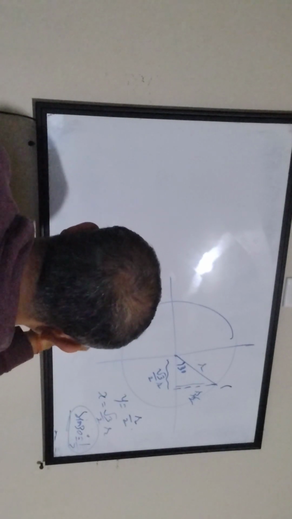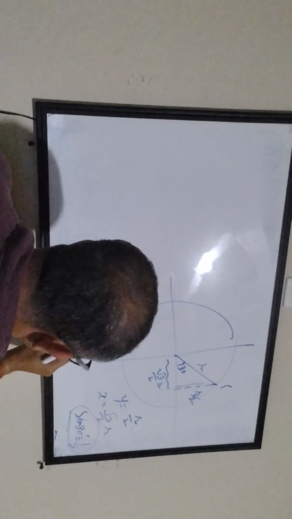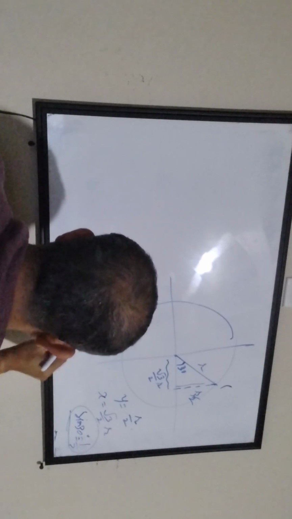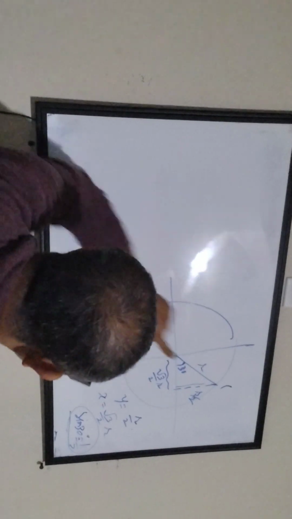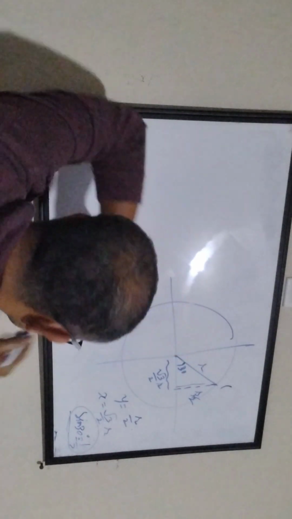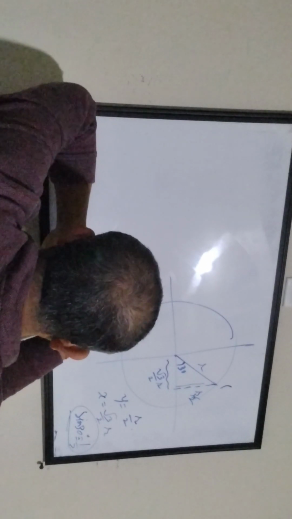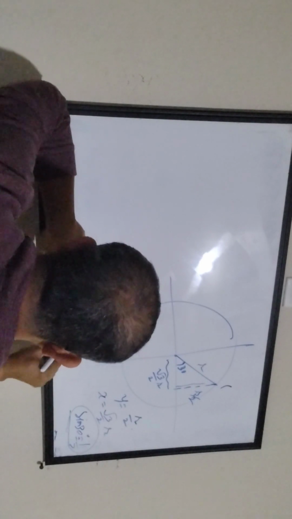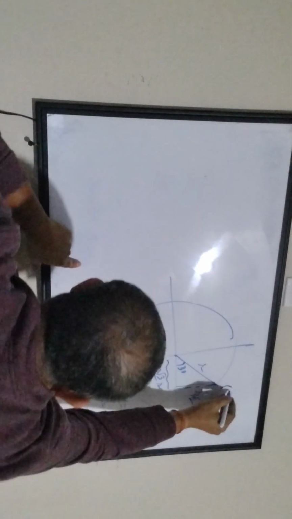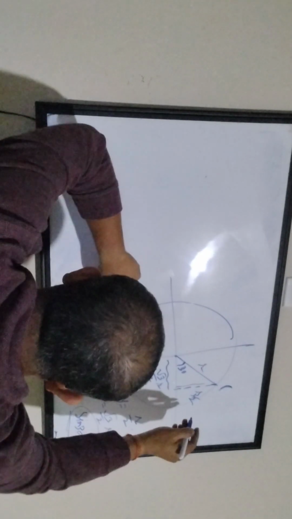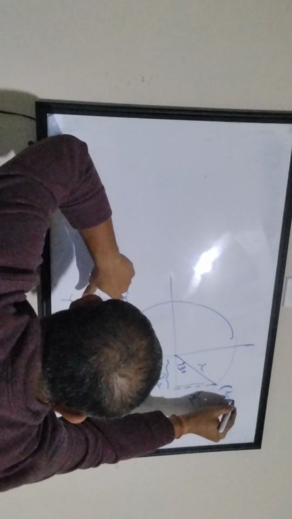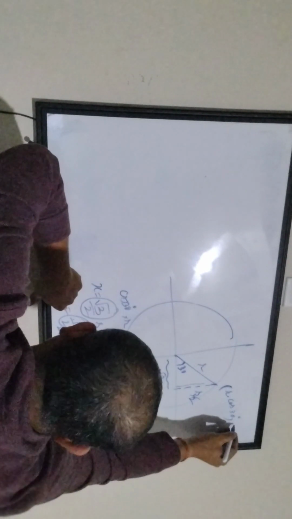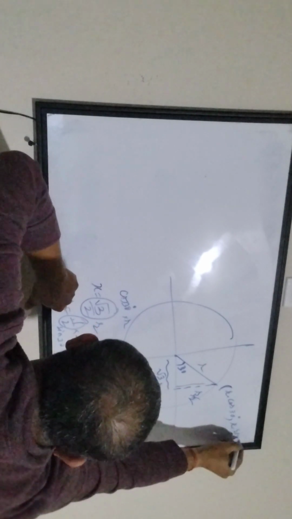Now x equals root 3 by 2 times r, and y equals 1 by 2 times r. Root 3 by 2 in terms of theta, this is 30 degrees. So root 3 by 2 is cos of 30 degrees, and 1 by 2 is sine of 30 degrees. So that is how the x coordinate is r times cos of 30 degrees, and y is r times sine of 30 degrees.